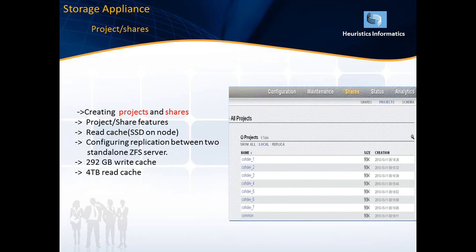And if I want to use the storage pool, I need to create projects and shares. A project is a logical group of shares, and a share is equivalent to a file system. We need to create the shares, specify the properties for the share, and then mount the share to the existing compute nodes. We will also be configuring standalone ZFS servers. And we have 292 GB of write cache and 4 TB of read cache as well.